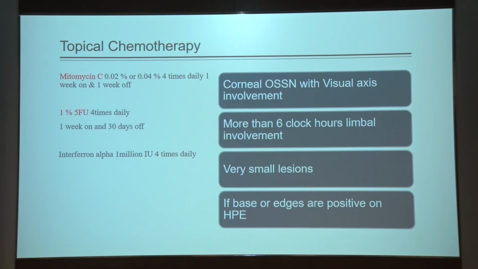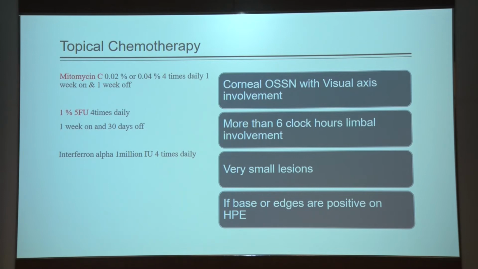So what are the indications for topical chemotherapy? This question is again asked very frequently. So if you have a corneal OSSN with visual axis involvement, if you have more than 6 clock hours limbal involvement, and if you have very small lesions, or if the base or edges are positive on HPE, then those are indications for topical chemotherapy.